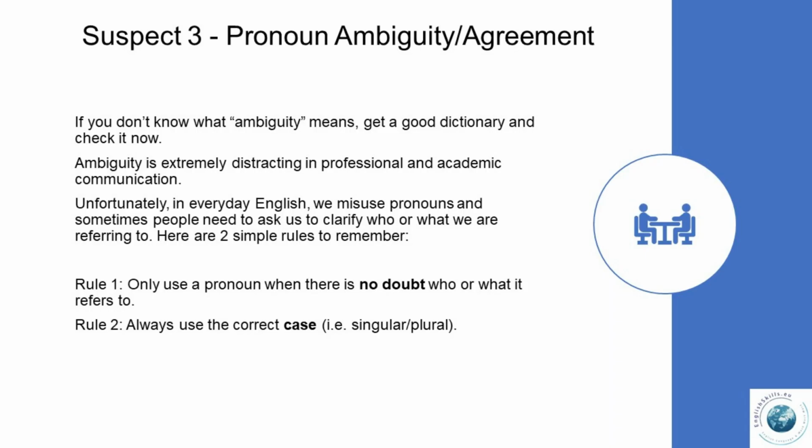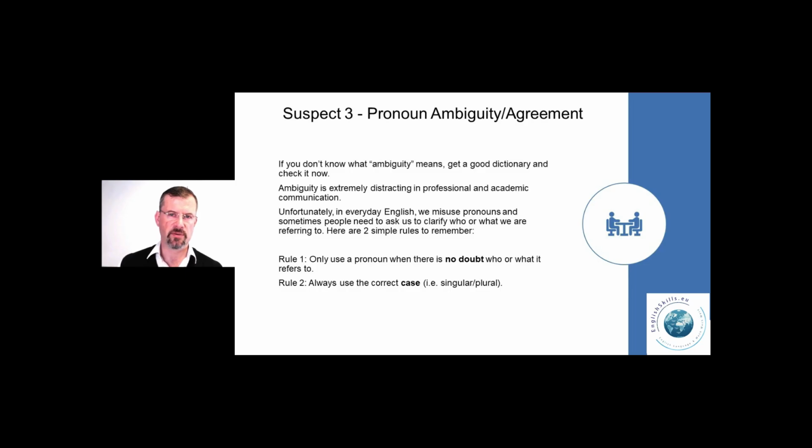Okay, good. Now, suspect number 3, pronoun agreement and ambiguity. When you communicate, it's vital that you're not being unclear. Now, this might come across as something that's very obvious, but grammatically speaking, it can be quite subtle. Ambiguity is extremely distracting in professional and academic communication. The listener or reader does not want to have to think too hard about what you really mean, and particularly what you're referring to in the case when you use a pronoun.